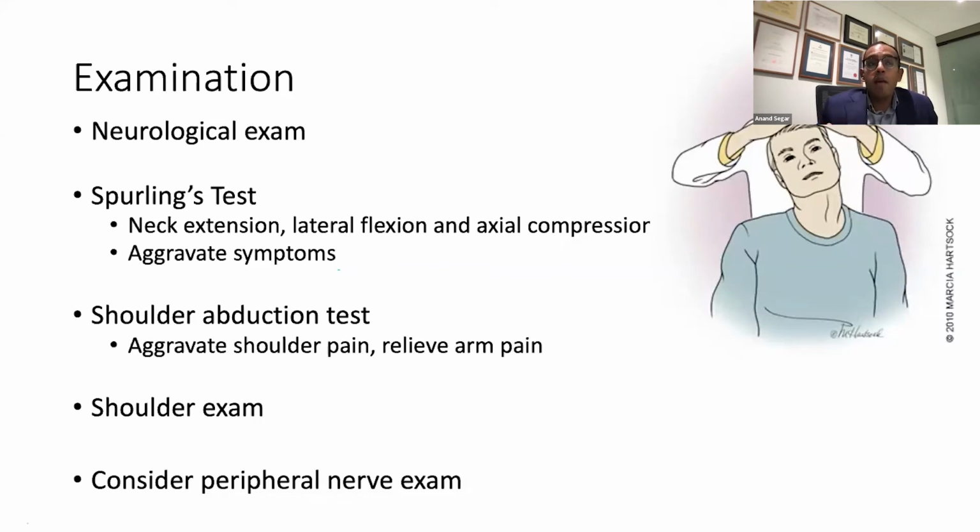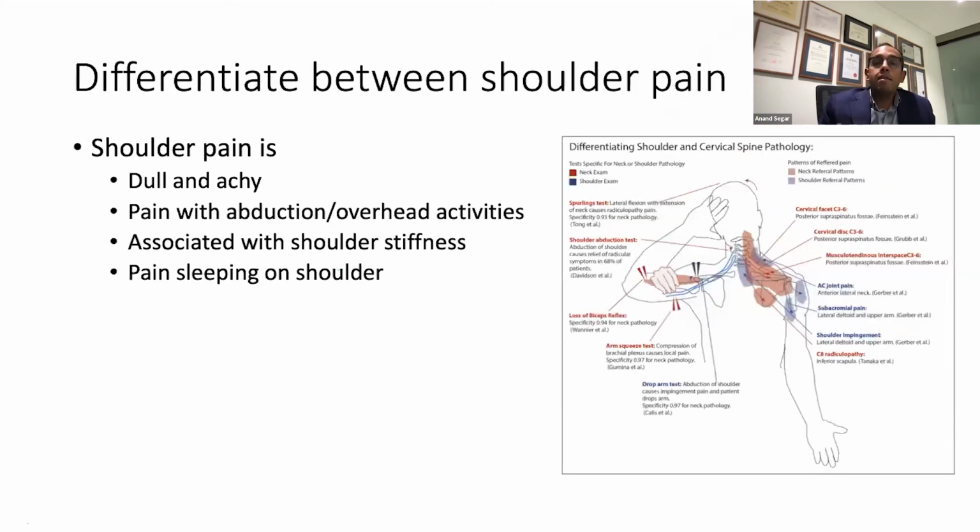The shoulder exam, and consider a peripheral nerve exam. Shoulder pain classically is dull and achy, pain with overhead activities associated with stiffness, and they don't like to lie on their shoulder. But it can be difficult, and this is a diagram. The red is referred pain from the neck, the facet joints or discs, and the blue is referred pain from the shoulder. So it's really difficult to try and figure this out.